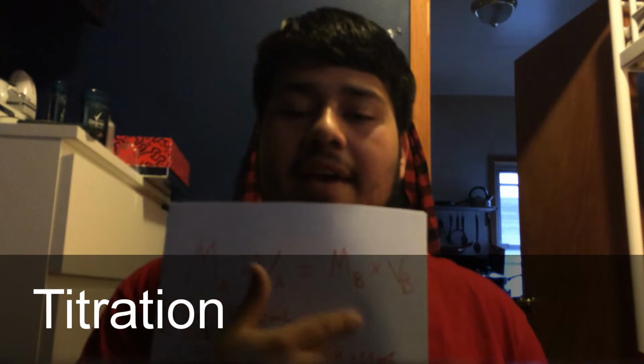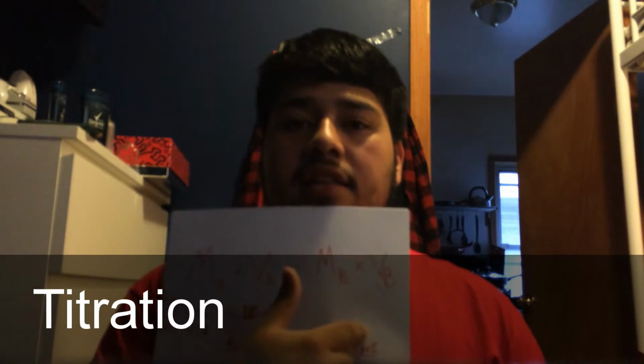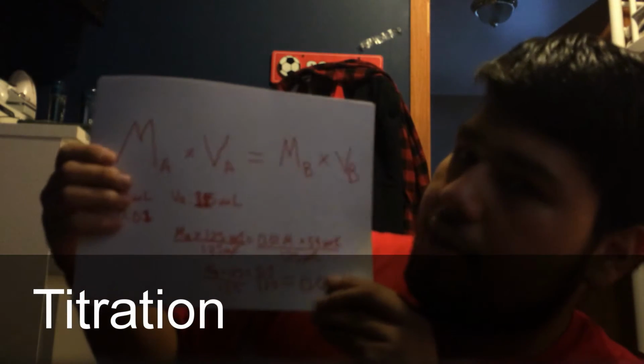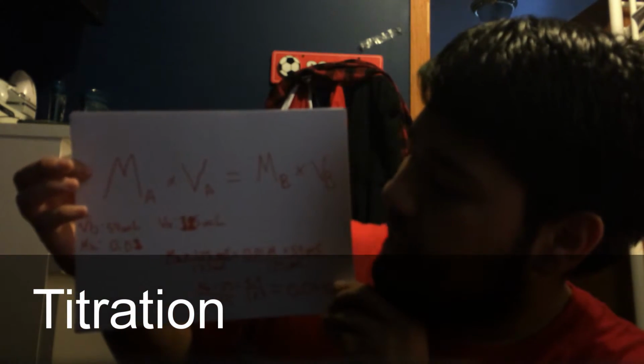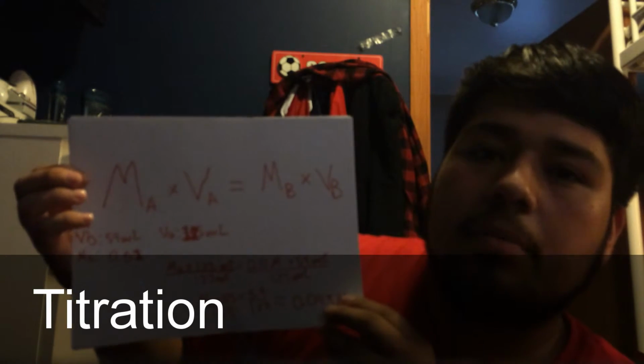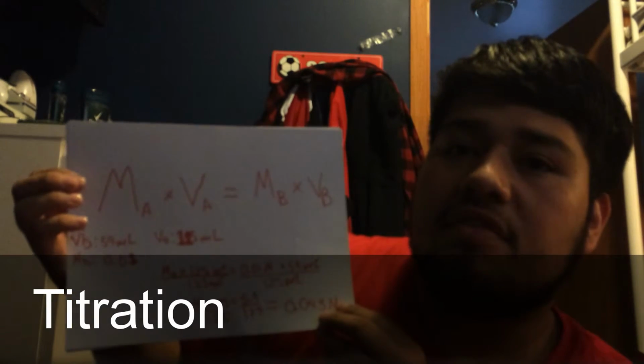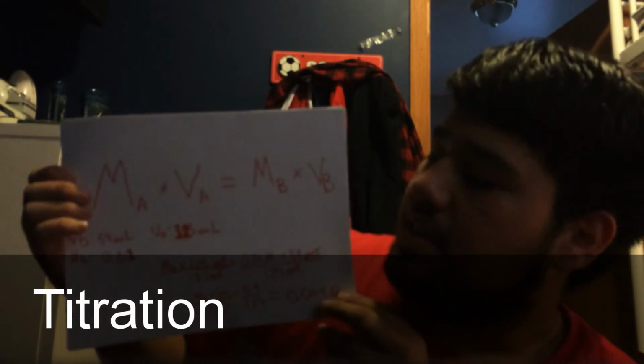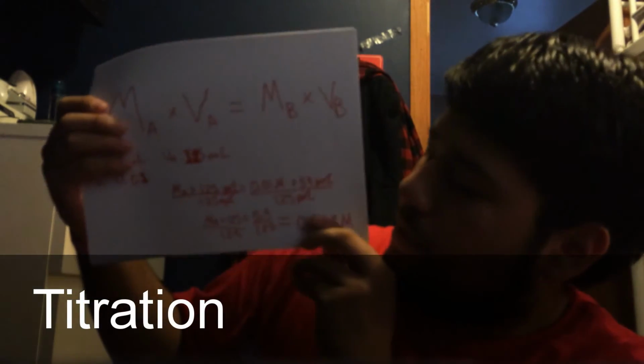Basically it's MA times VA, and it has to equal MB times VB, where B stands for base and A for acid, and V is the volume. And then I even have an example here. Let's just say that the volume and the molarity of the base are given, but you're only given the volume of the acid. So you're going to have to put it in this format.